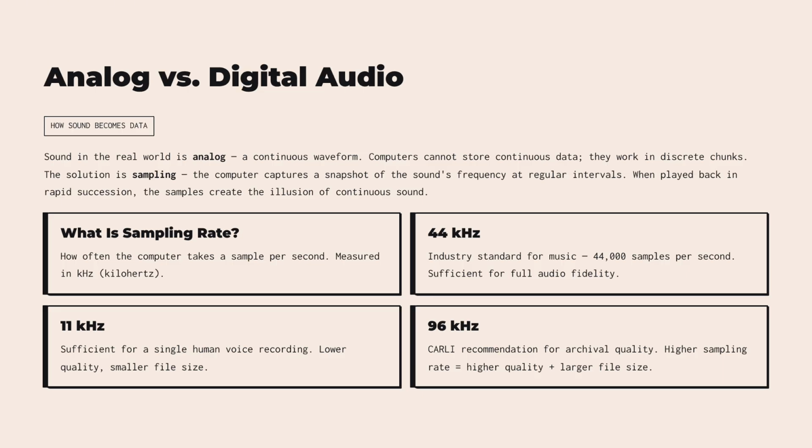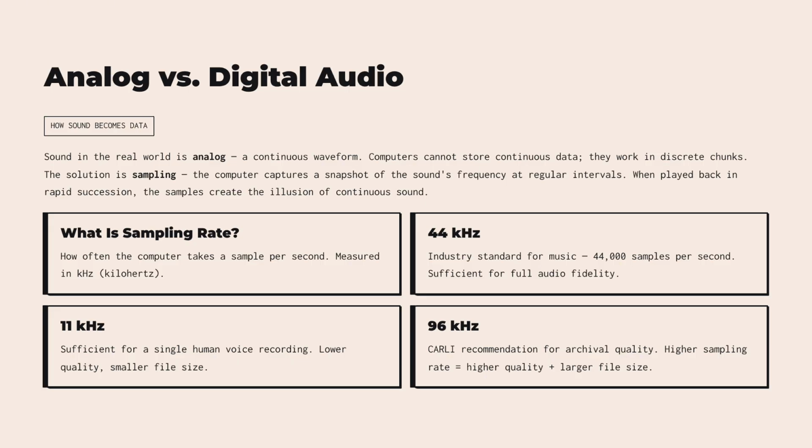A computer cannot store that. What it can do is take a very large number of snapshots of the waveform at regular intervals and play them back fast enough that your brain fills in the gaps and hears continuous sound. This process is called sampling, and the rate at which samples are taken is the sampling rate, measured in kilohertz. The standard for commercial music, what you hear on CDs and most streaming platforms, is 44.1 kilohertz, meaning 44,100 samples per second. At that rate, audio reproduction is indistinguishable from reality for the human ear.